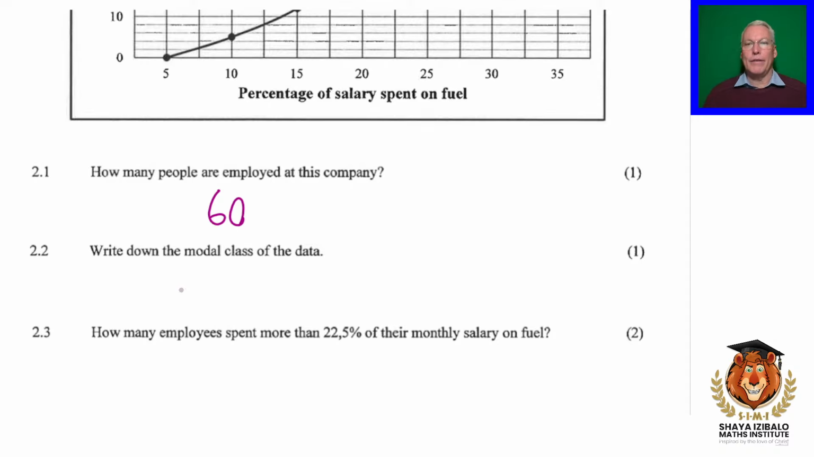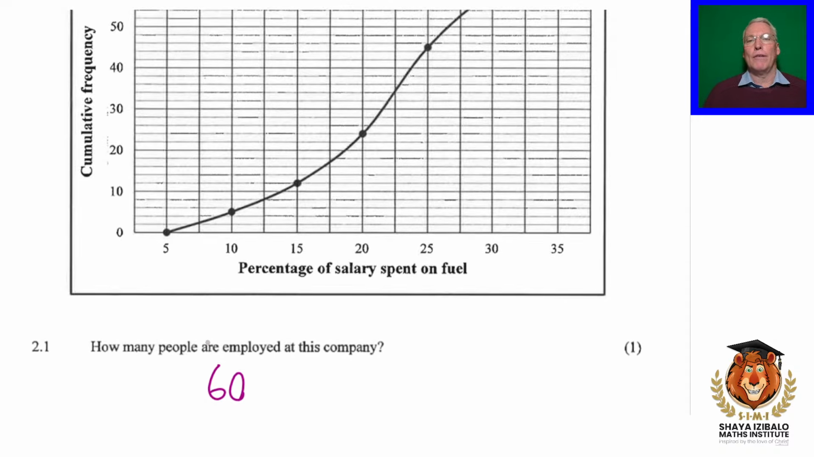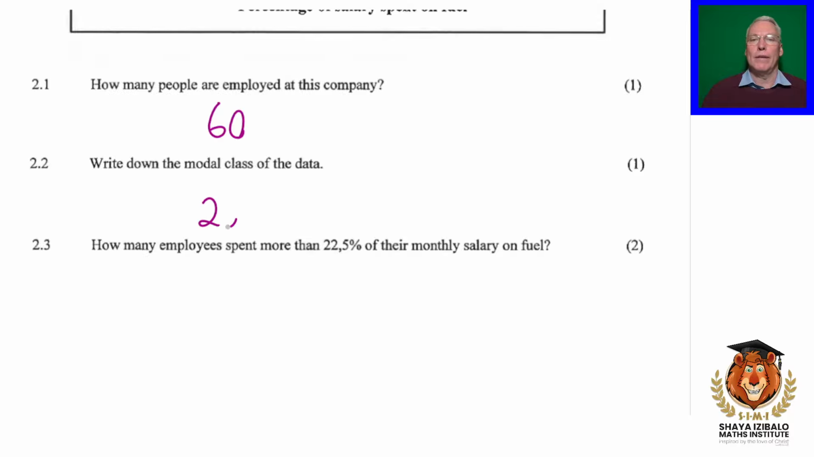Now the modal class is going to be the class that's got the most people in. So what we want to look at is in which interval did the graph grow upwards the most. In other words, where does it go upwards the most steeply? And that's between 20 and 25%. So that's our modal class.